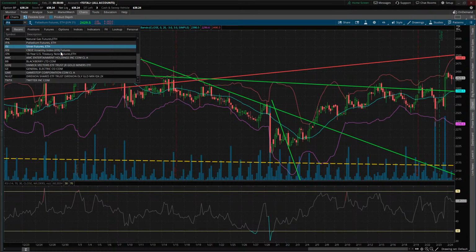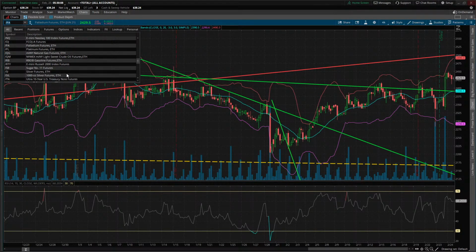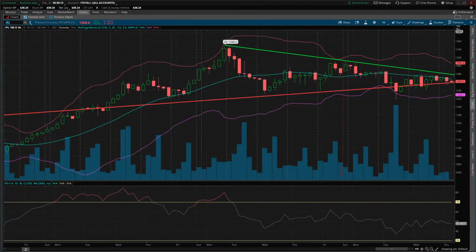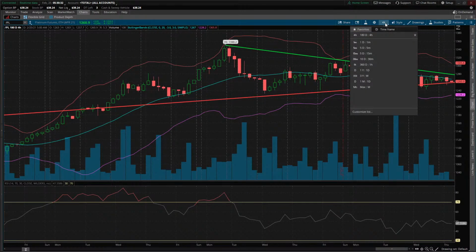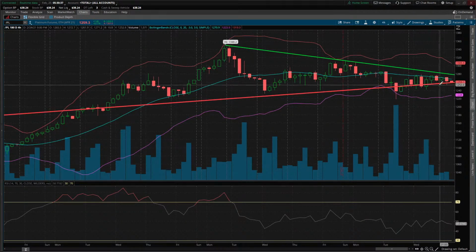Where's platinum? Platinum has been flirting with a breakout. And here we are. All right, so we're in a very, very tight, this is very interesting. We're in a very tight triangle formation. We're at the apex of that triangle formation, meaning we're either breaking out or breaking down very soon. I think odds favor bulls here. It's flirting with support.